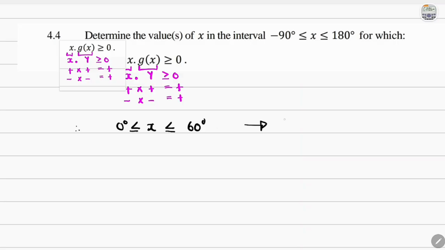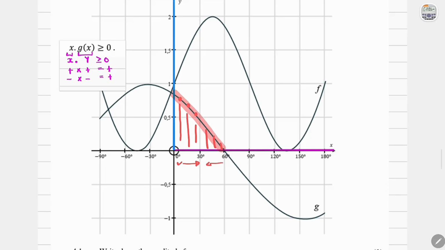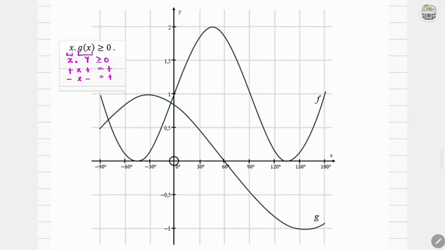In interval notation, you can also write this as x is an element of, and we're going from 0 degrees to 60 degrees. But remember, x is greater than or equal to, and also equal to 60 degrees. So you're going to use square brackets. And there we go. Okay, now let's go ahead and look for the second requirement. We found the first one. We found that we actually could find positive x values and positive y values of g. That works out. Now let's go ahead and look for the second case.